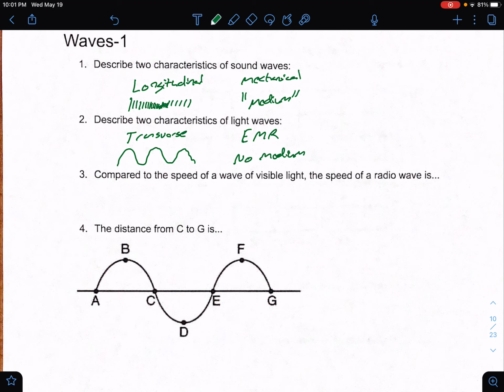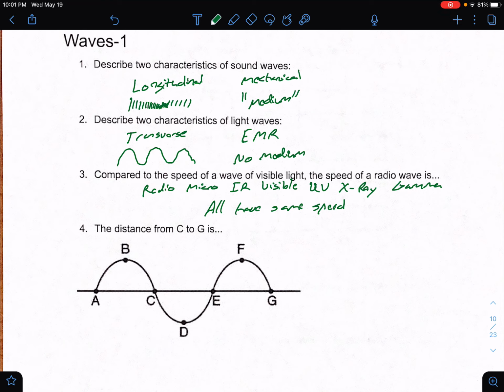Okay, here are your EMR waves. You have radio. Okay, you have microwave. You have infrared. You have visible light, which is all your colors. You have UV light. You have X-ray. And then you have gamma. All of these have the same speed.